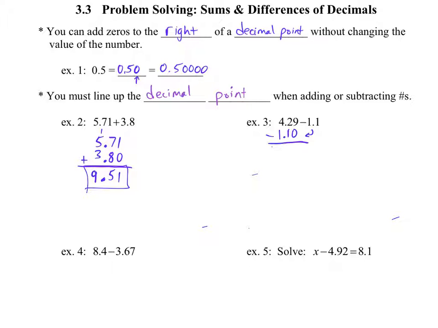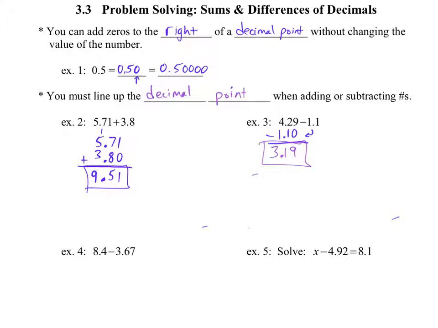And now we have subtraction, so we do 9 minus 0 is 9. And then we do 2 minus 1 is 1. Then we write in our decimal point, and then 4 minus 1 is 3. So we have 3.19 for the final answer there.